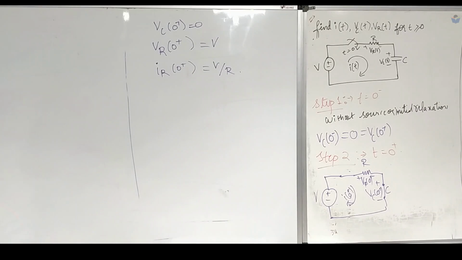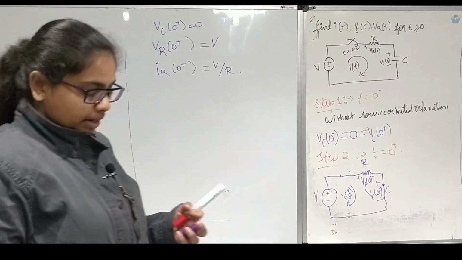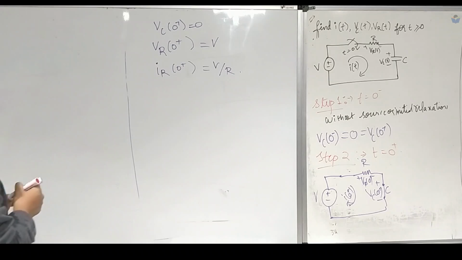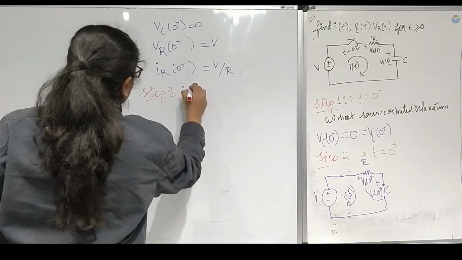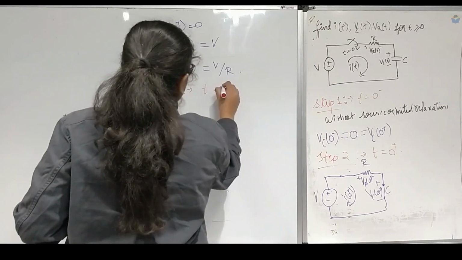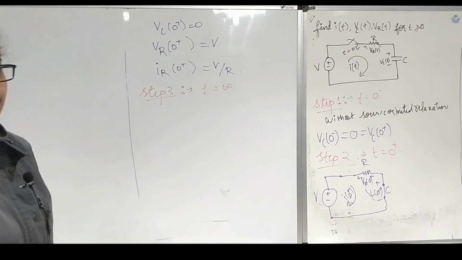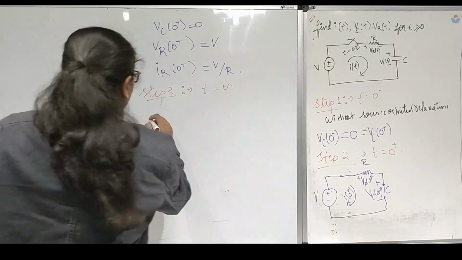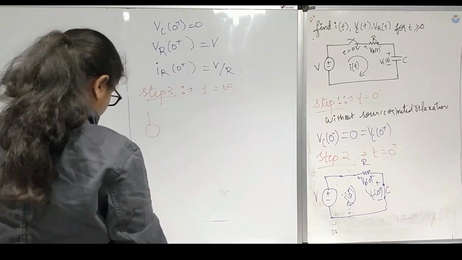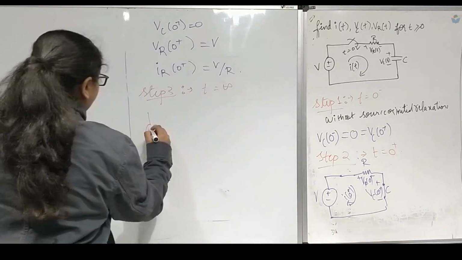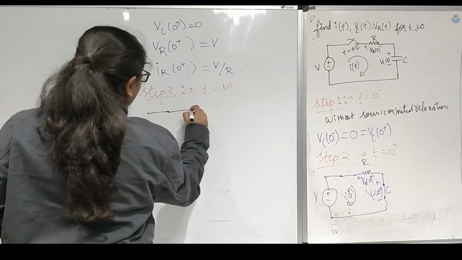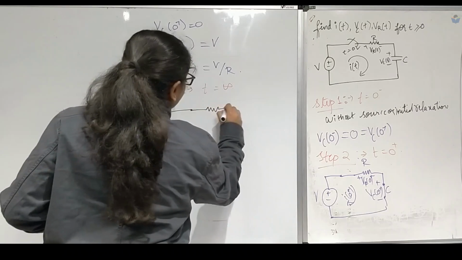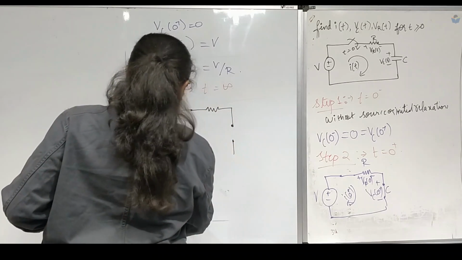Okay, so step 2 is complete now. We will take step 3. In step 3, we will analyze it for a long period of time, T is equal to infinite. Now, how will the circuit behave? We will take plus minus V. How will this capacitor behave in the long time, that is at t is equal to infinite? It will behave like an open circuit.